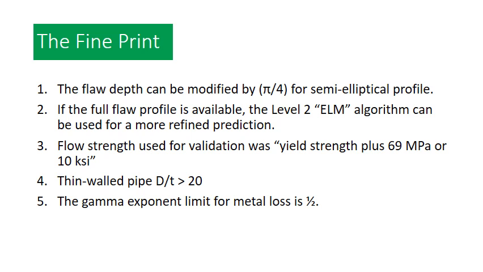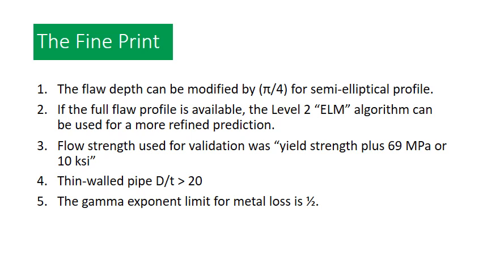The derivation of the GEM model is essentially a flat plate solution, so I really limit everything to thin-walled pipe, and I've come up with an arbitrary limit of D over t has to be greater than 20. And as I mentioned earlier, the gamma exponent limit for metal loss is 1/2.